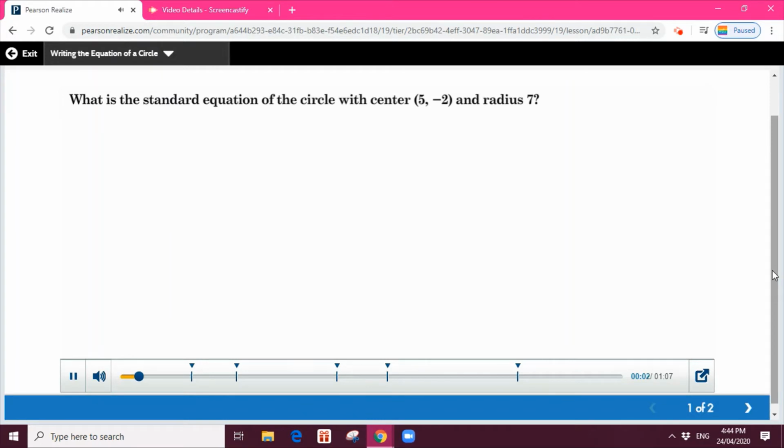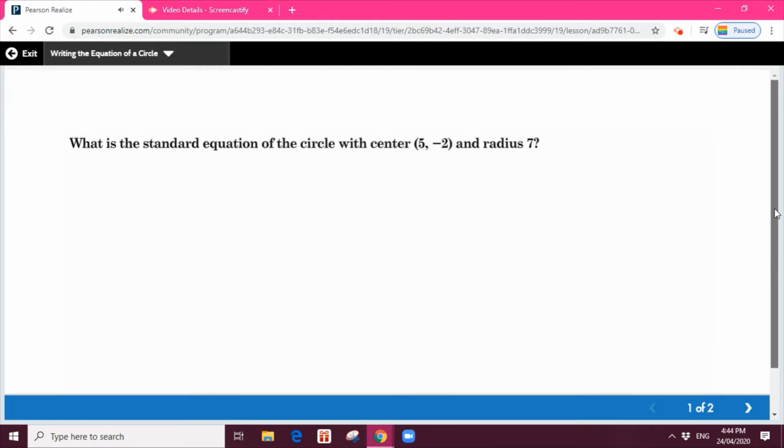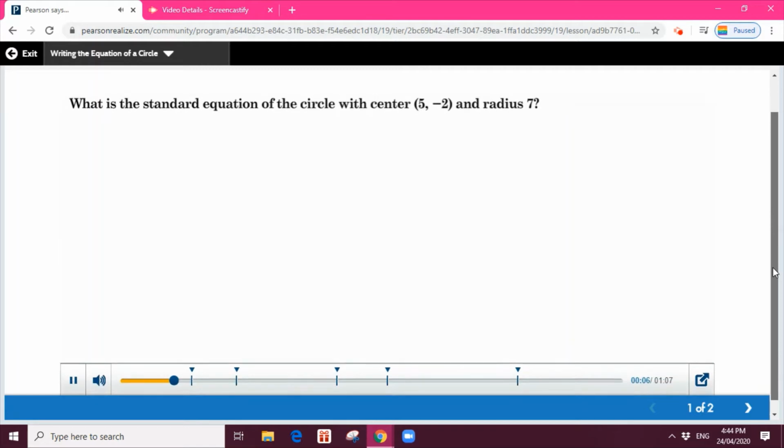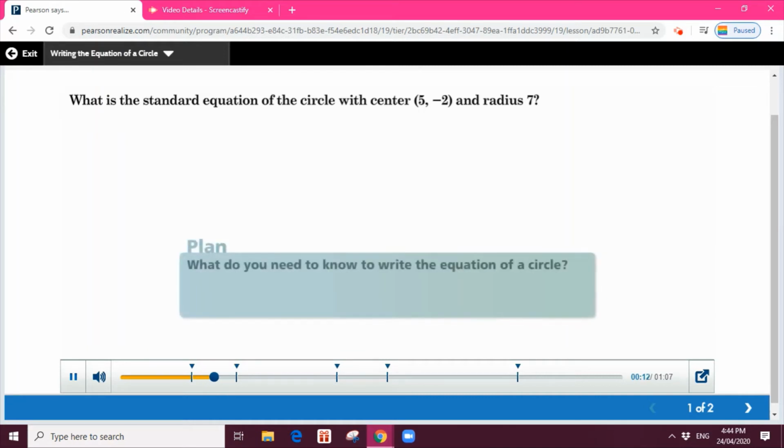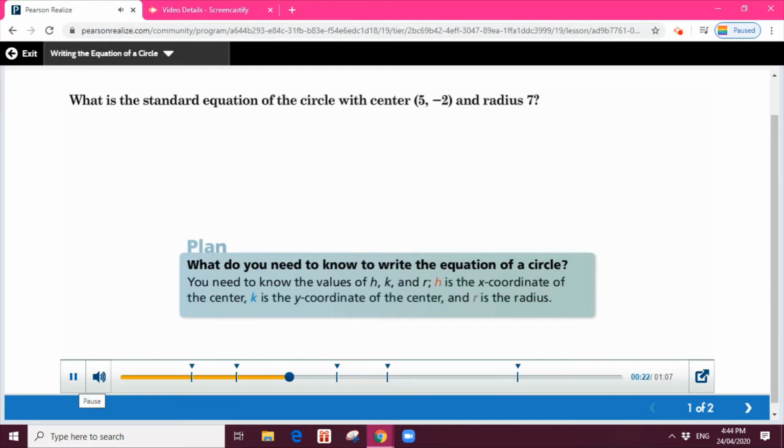In this problem, you will write the equation of a circle. What is the standard equation of the circle with center 5, -2, and radius 7? What do you need to know to write the equation of a circle? You need to know the values of h, k, and r. h is the x-coordinate of the center, k is the y-coordinate of the center, and r is the radius.